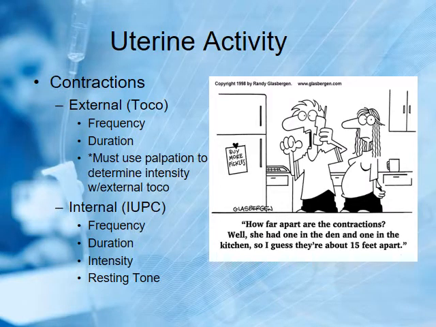Contractions with the external, we can tell the frequency and duration. Remember, we must use palpation to determine intensity with the external, and that's not highly accurate. The internal, IUPC, we can tell frequency, duration, intensity, how strong they are, and the resting tone of the contraction. Okay?